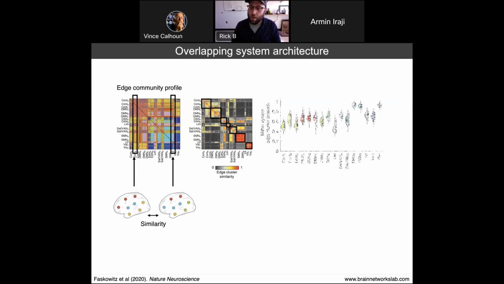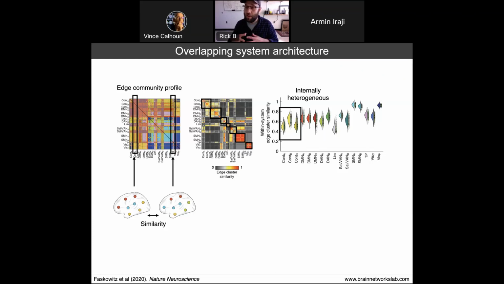And what we found was that when we looked at the within-system similarity, so how homogeneous these profiles are with respect to one another, the control networks are incredibly diverse and internally heterogeneous, which means that the nodes in those systems, on the basis of their edge community profiles, are all very, very different from one another. As a system, they're internally diverse. In contrast, primary sensory systems like the motor and visual networks are much more homogeneous internally. All of the regions within those systems tend to have similar edge community profiles.